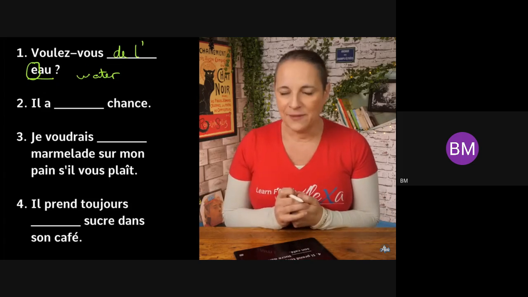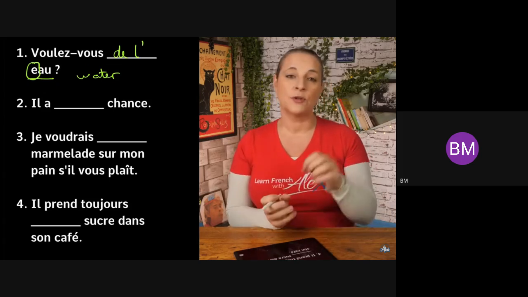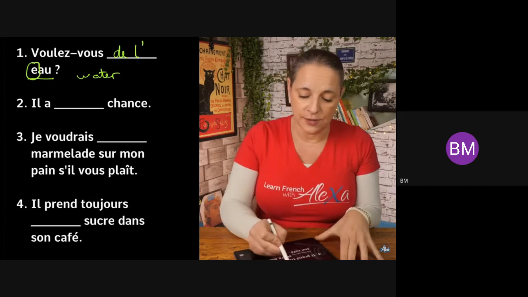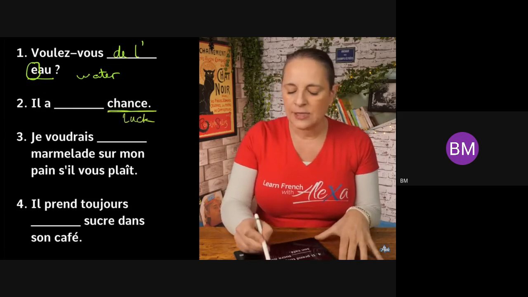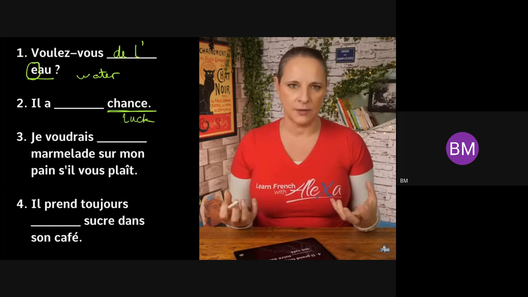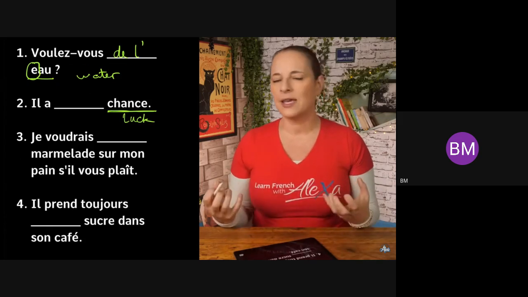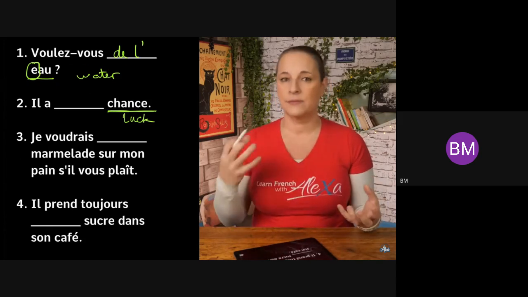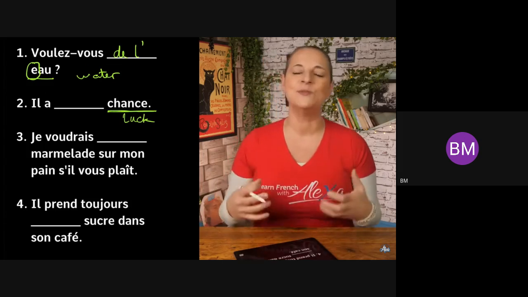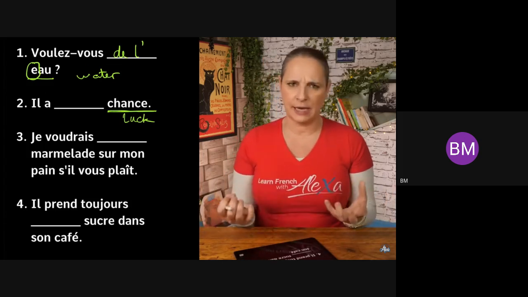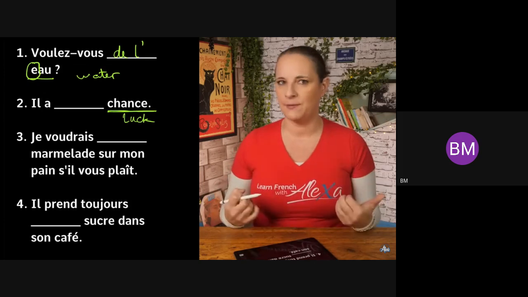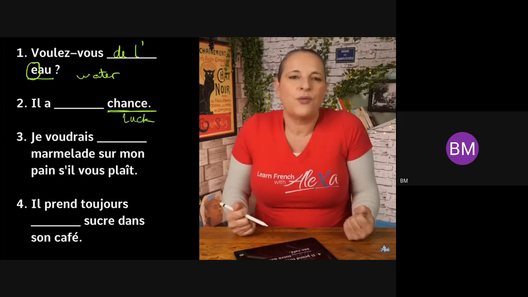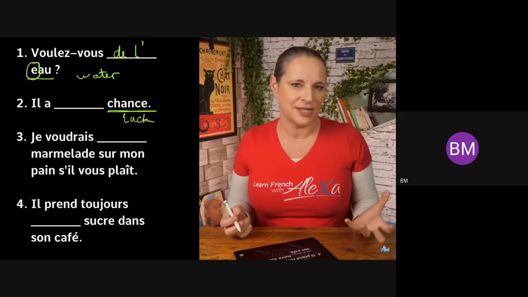Now, numéro 2. Il a, and then we want to put a partitive article, chance. Now, chance is not an object. It means luck. Okay? So we want to say he has some luck, or he is lucky. But in French, avoir de la chance means to be lucky. So would it be here de le, de la, de l', or des?